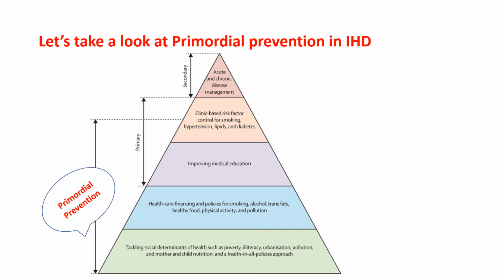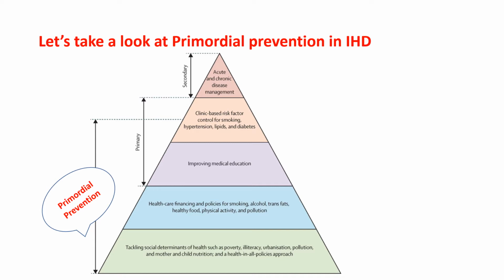So when we are managing the acute and chronic disease, which is clinically symptomatic, we are basically catering to the secondary prevention of it. And when we are improving medical education for better treatment and better outcome, and clinic-based risk factor control for smoking, hypertension, lipids and diabetes in those who are overt, that is primary prevention.